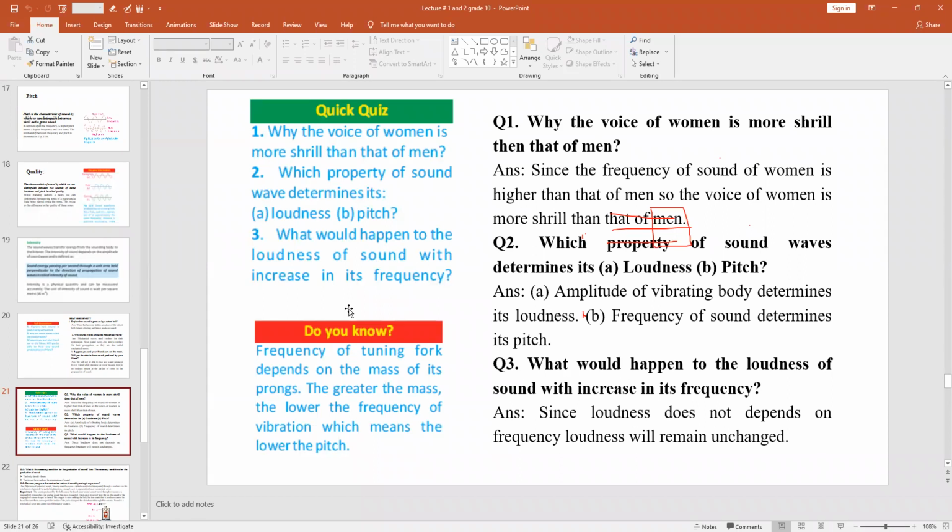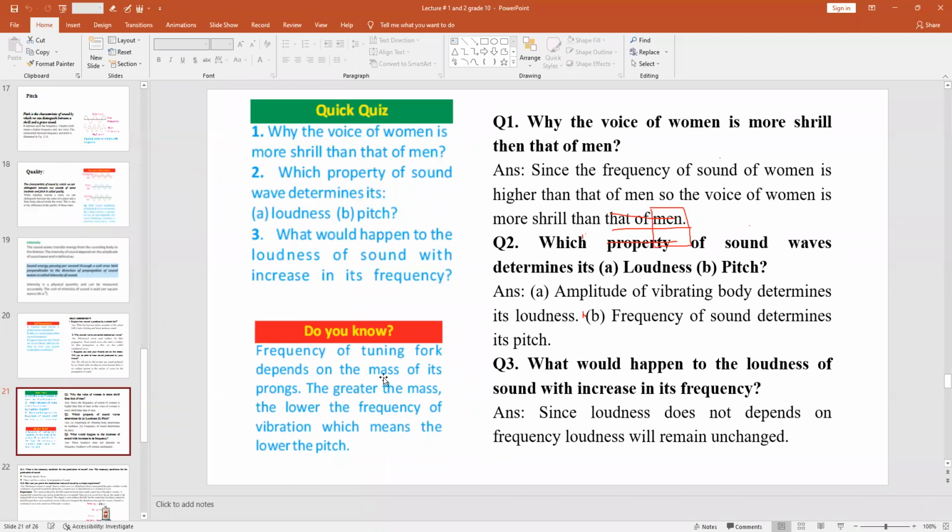Okay. Third is, what would happen to the loudness of a sound with an increase in its frequency? Since loudness does not depend on the frequency, loudness will remain unchanged. So loudness of sound depends only on the amplitude. It cannot depend upon the frequency. So it will remain unchanged.